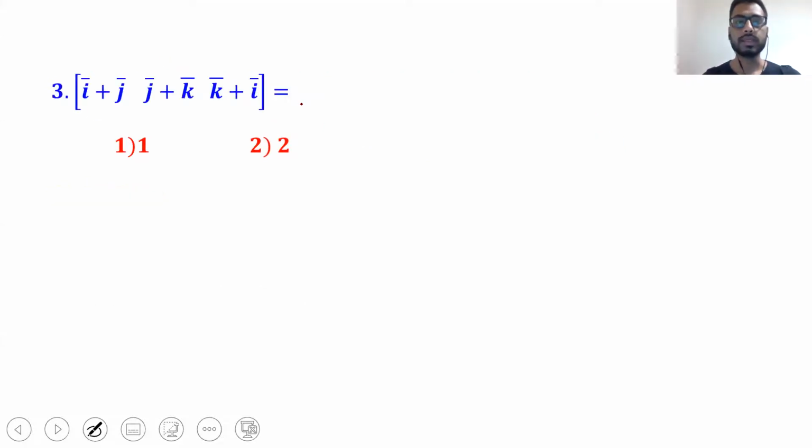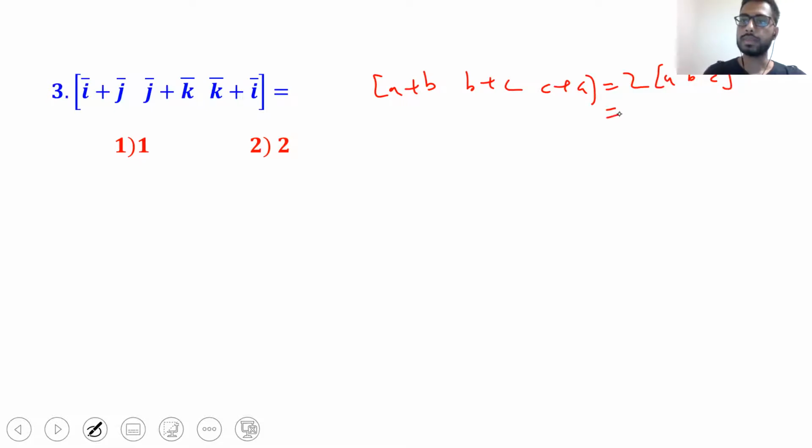Next, we have seen one formula. Our formula was [A plus B, B plus C, C plus A] is equal to 2 times of [A B C]. In this particular case, instead of [A B C], I have [i j k]. Therefore, my answer is going to be 2 times of [i j k]. However, I know that this [i j k] value is 1. So my final answer is equal to 2.